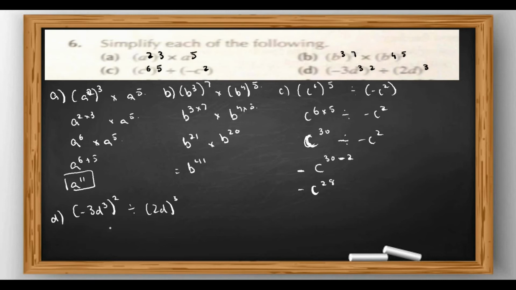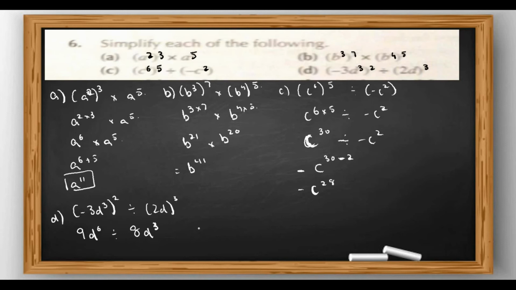Now how will we solve this part? First of all, you will apply the power to the whole expression. So this becomes 9d^6 divided by 8d cube, because 2d cube would be equal to 8d cube, as the cube is being applied on the whole expression.